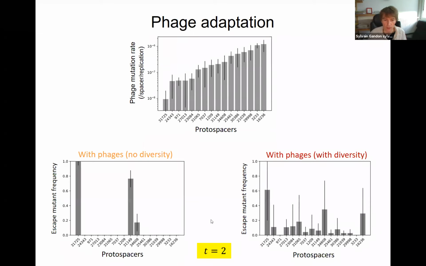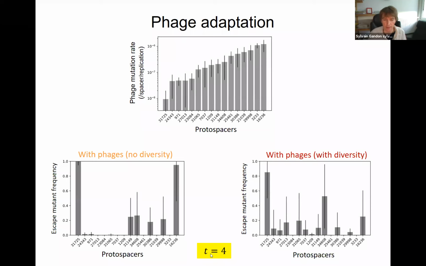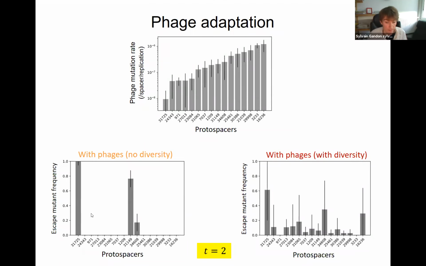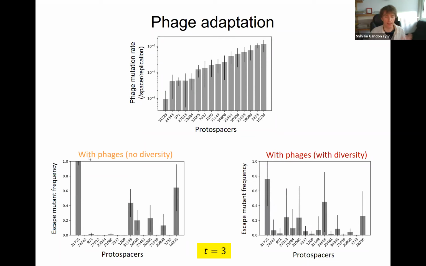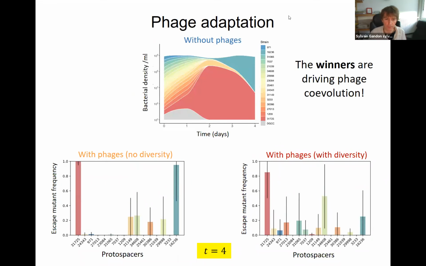And what we found, actually, so here I'm varying the time, is that early on we see a lot of escape mutation in those types that were supposed to be very difficult to escape. So it's kind of counterintuitive regarding our initial prediction. And to make sense of what's going on, you have to return to the competition assay that we did without phage. Then it makes sense, because you see that those phage are actually adapting to the most competitive types in the system. So the winners are driving phage coevolution in this system.